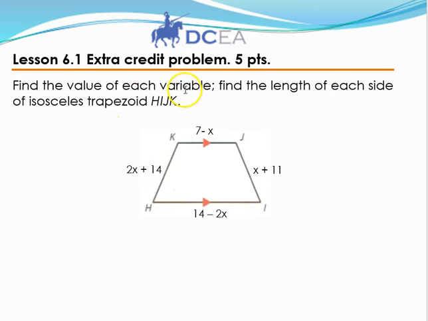Find the value of each variable, find the length of each side of isosceles trapezoid HIJK, and be sure to mark congruency marks on this drawing as you work it.